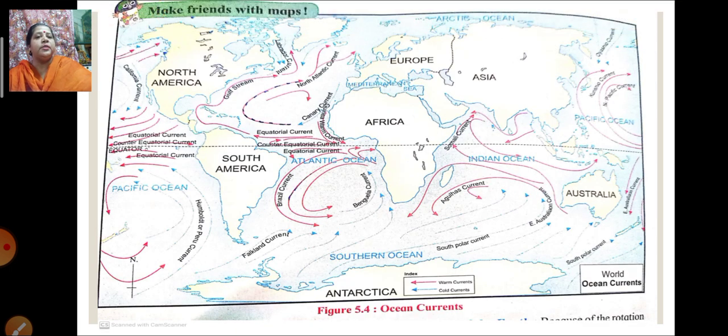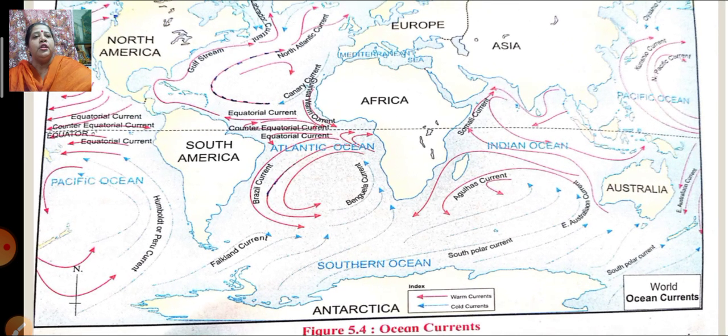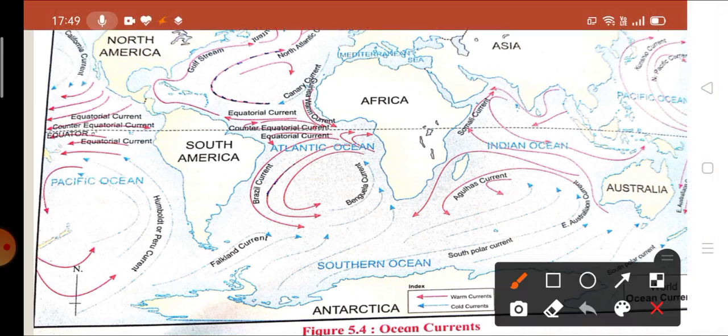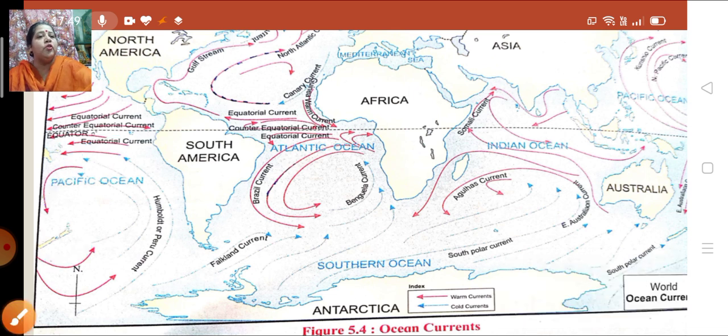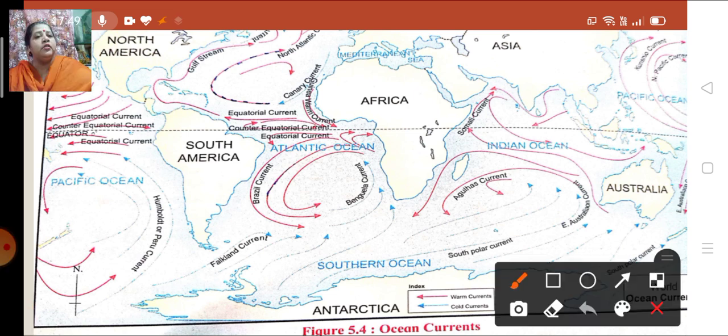Now here is a picture, here is a map showing you. It is a world map, showing you the ocean currents. If you see this map clearly, children, you will come to know that these red color arrows you can see over here are called the warm currents. While those in the blue color, you can see there are blue color arrows also, these are cold currents.